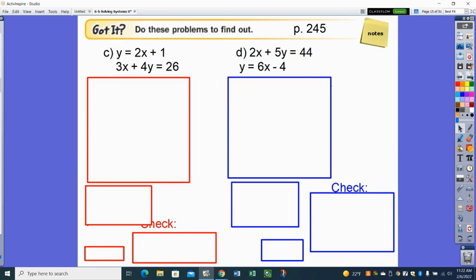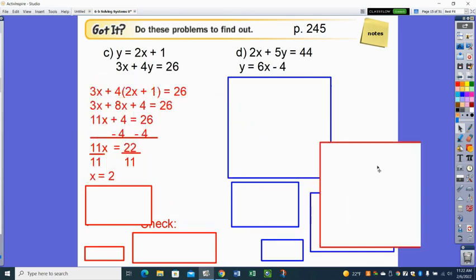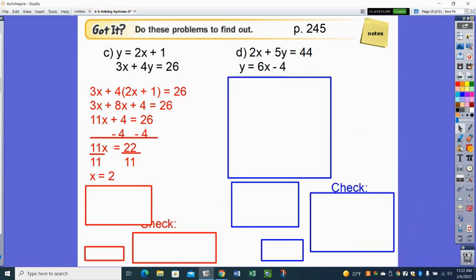So here's a chance for you to try. Pause and see if you can do C. So let me just uncover and see how you did. Did you get an x of 2? Remember, you can pause the video to check your math.